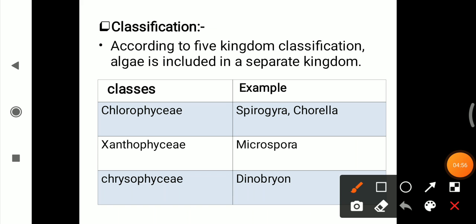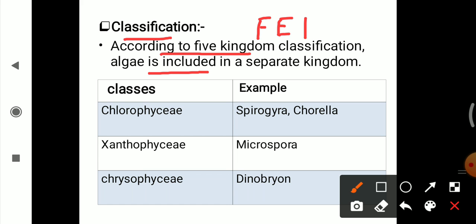If we talk about the classification of algae, according to the five kingdom classification, algae is included in a separate kingdom. The five kingdom classification was given by R.H. Whittaker, but the classification we will study here was given by F.E. Fritsch. In the year 1935, in the book on the structure and reproduction of algae, F.E. Fritsch classified the algae into 11 classes.